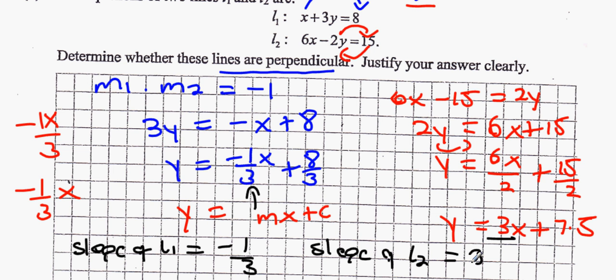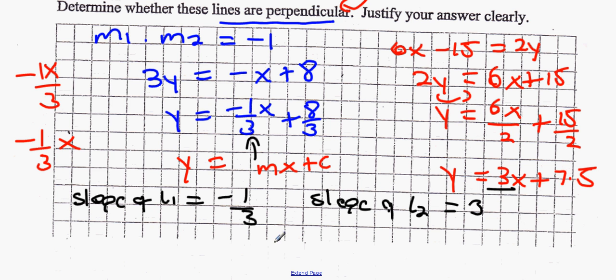Justify your answer clearly. These two lines are perpendicular because when you multiply the slopes of both lines, as I'm doing now, the answer equals minus 1. This means that both slopes are perpendicular to each other, hence both lines are perpendicular to each other. Okay, that is the end of the geometry section.